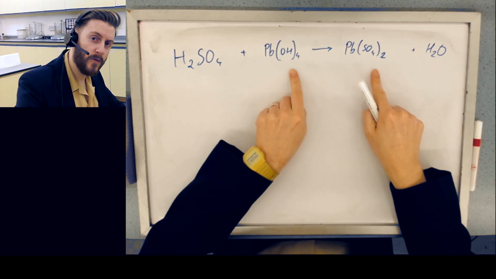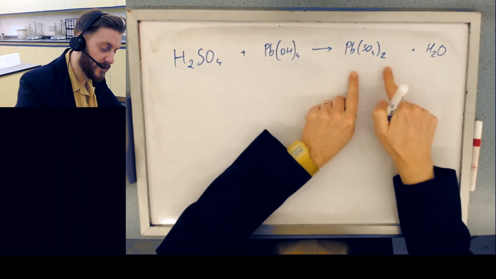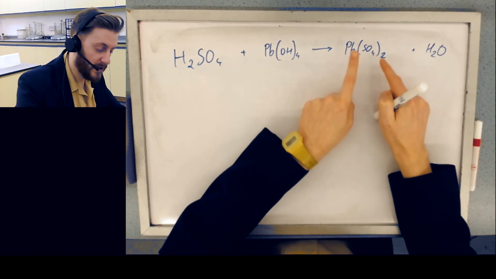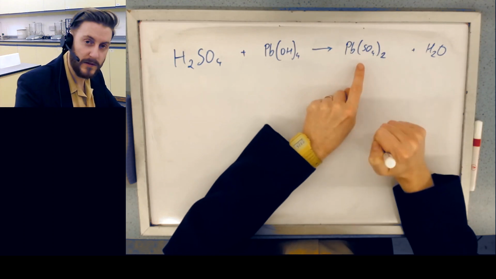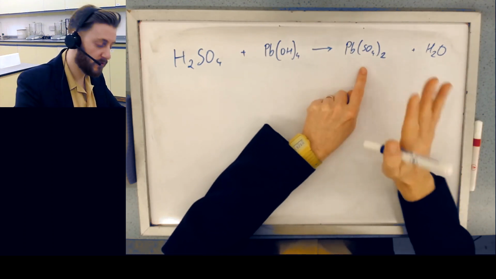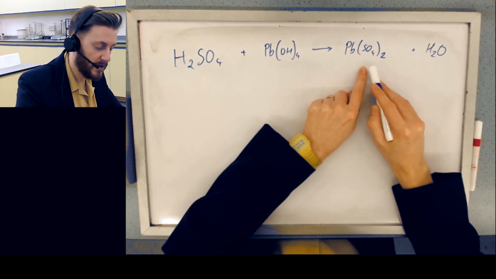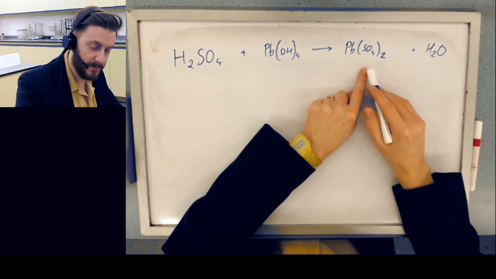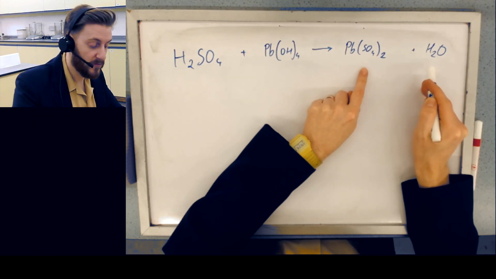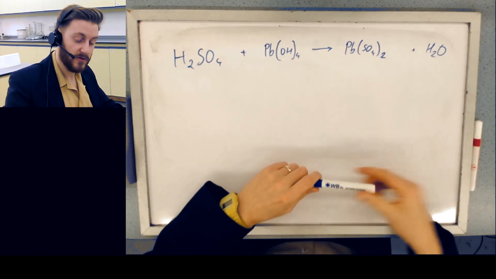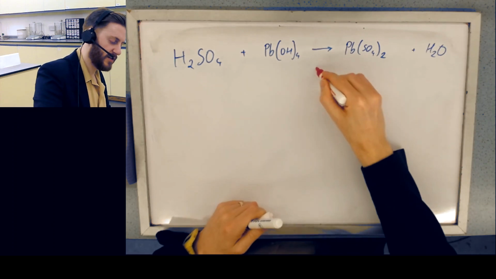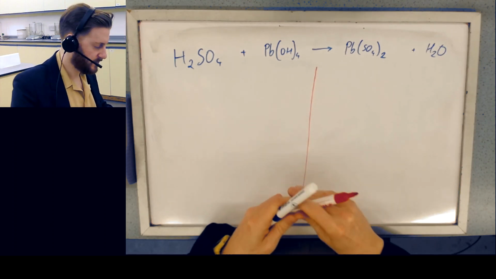And then over on my product side, I've got the salt, which is my lead sulfate. Again, it's got brackets with a little 2 outside. But okay, we're okay with that. It just means everything inside is multiplied by 2 as part of its formula. And then an H2O. Okay, so my salt and water, this is another neutralization. So let's try and balance this out.